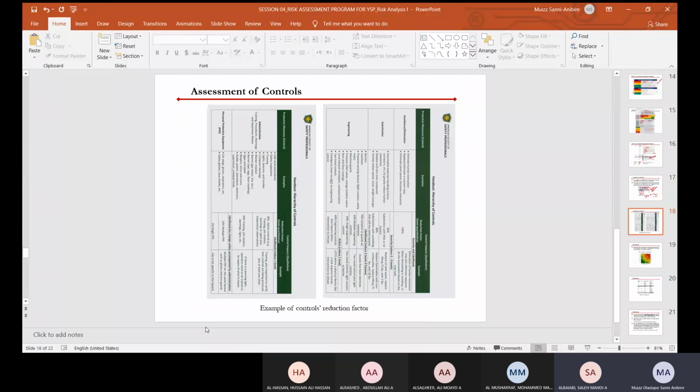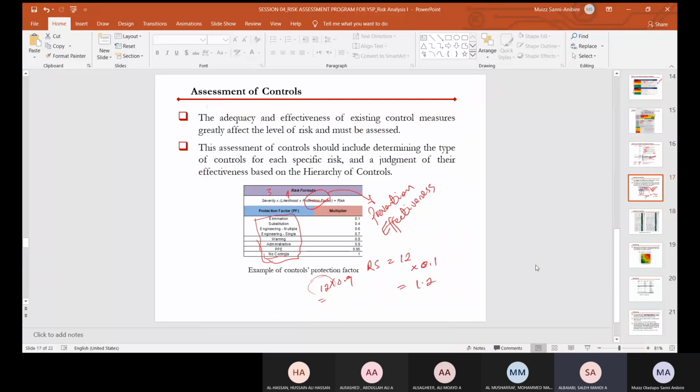So this is another way also. Doctor, from where are these numbers for elimination, substitution, 0.1, 0.4, calculated? These are suggested numbers, okay? These are suggested numbers by some other experts.